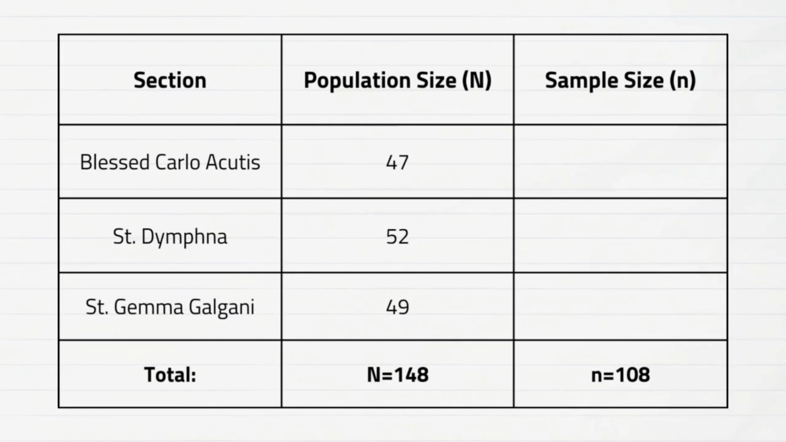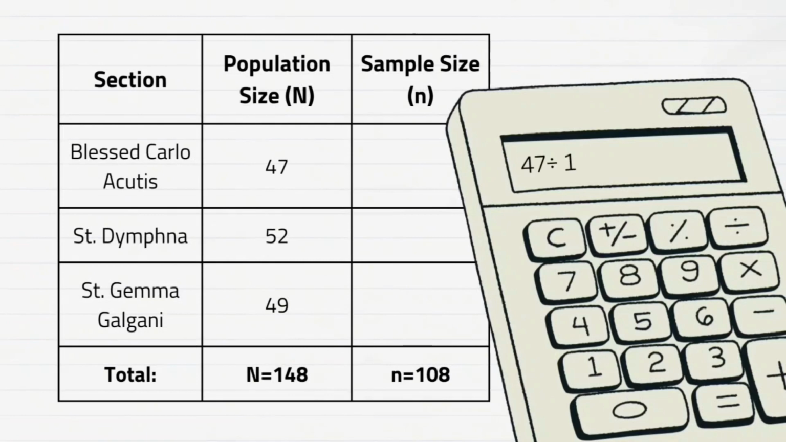So, paano po natin ito i-calculate? Di-divide po natin yung population sa room sa population size and imumultiply po ito sa sample size. Let's have the first one. Blessed Carlo Acutis ay mayroong 47. So, 47 divided by 148 multiplied by 108 is equal to 34.29. So we have 34, 38, and 36 number of respondents equally distributed in each section.